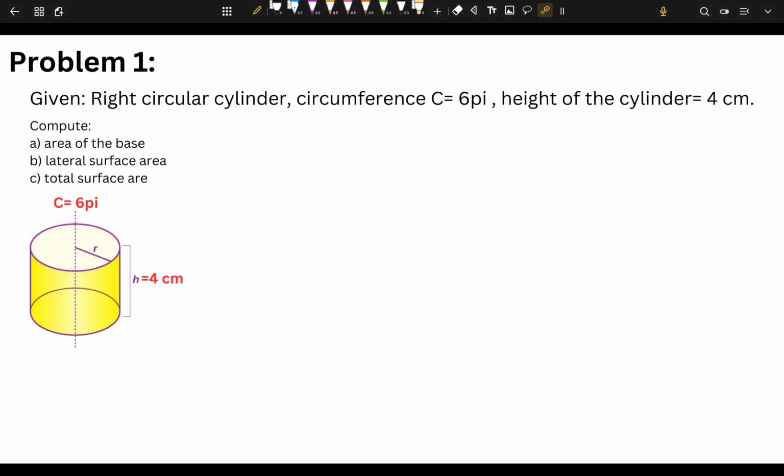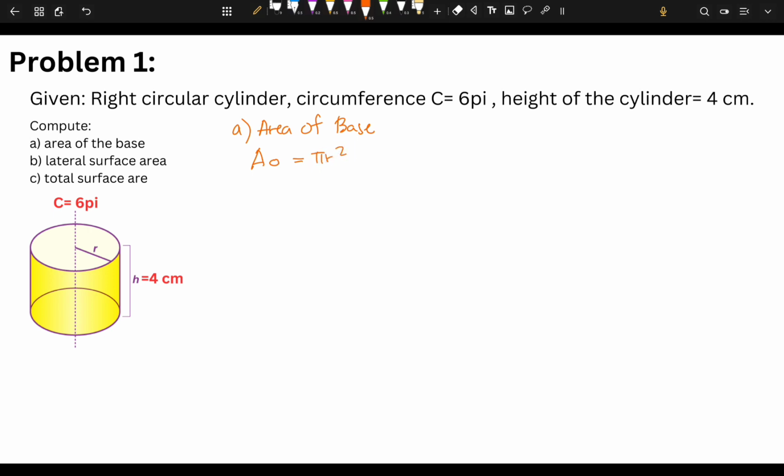So, compute daw natin yung ating area ng base, lateral surface area or yung tinatawag nating curved surface area pagdating dito sa cylinder, and yung total surface area. Okay. Unahin natin is yung ating area ng base. Area of the base. Letter A. Area of base. So again, this is a right circular cylinder. So area ng base, which is circle, is equal sa pi r squared.